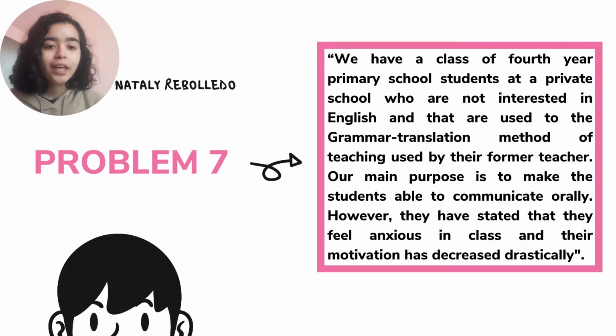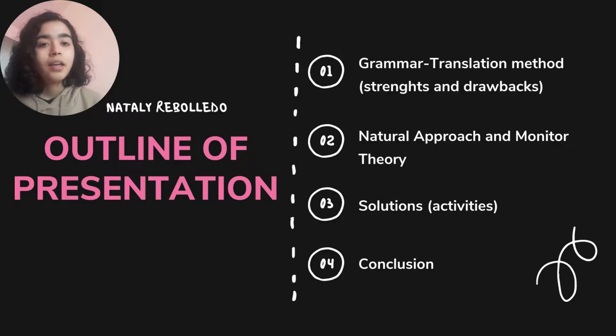And it says, we have a class of 4-year primary school students at a private school who are not interested in English and that are used to the grammar translation method used by their former teacher. Our main purpose is to make the students able to communicate orally. However, they have stated that they feel anxious in class and their motivation has decreased drastically.